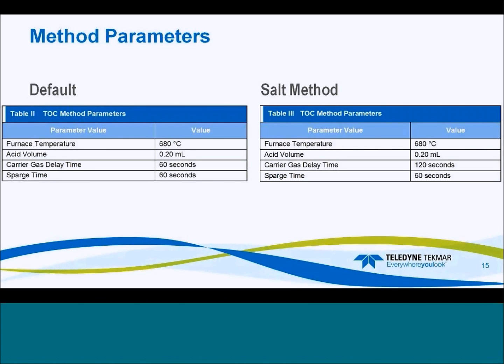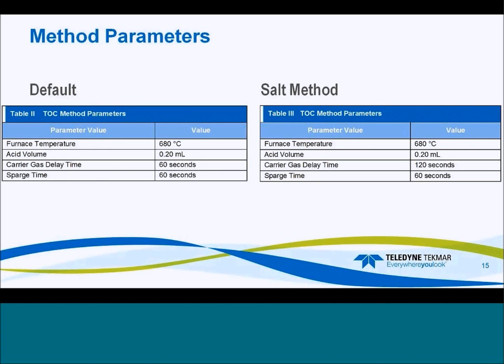And you can see that the default furnace temperature is set at 750. The acid volume is only 0.2 milliliters. The carrier gas delay is 60 seconds. And the sparge time is 60 seconds. On the salt method, the furnace temperature is at 680. So a lower temperature at 680 instead of 750 helps the combustion tube without solidifying the salt as much. The acid volume is at 0.2. The carrier gas delay is at 120 seconds instead of 60 seconds. And the sparge time is still 60 seconds.